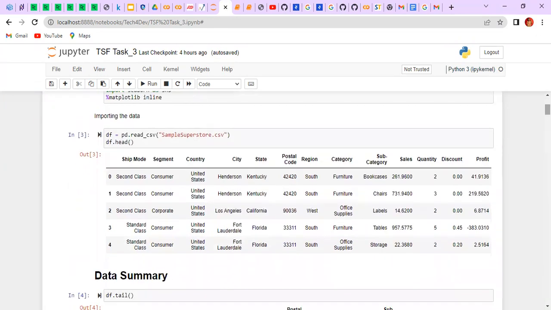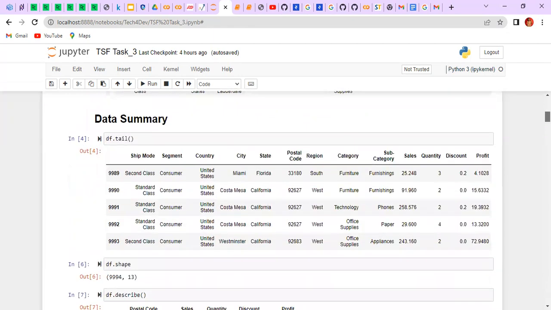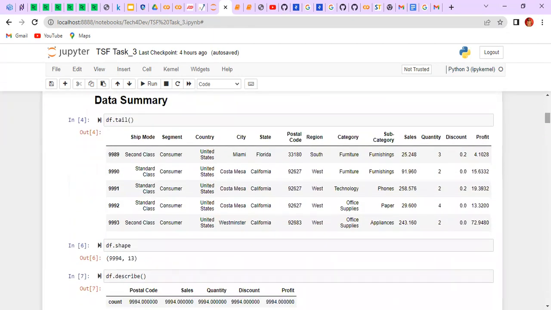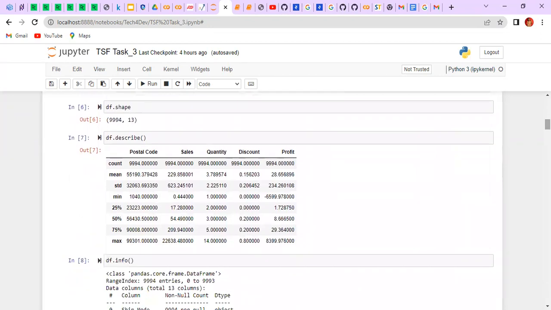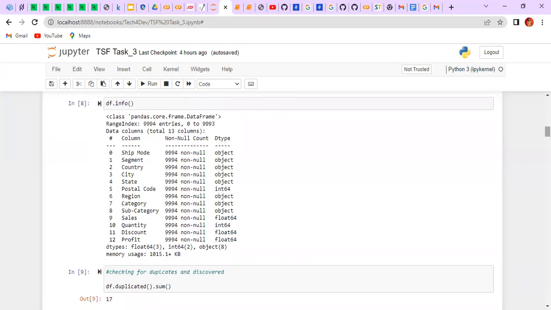I imported the data and then I called out the first 5 using head. In the data summary, I called out the tail just to give me the last 5. Then I did df.shape, which gives me the shape of the data set, which is 9,994 rows and 30 columns. I did describe, and I got the count, mean, standard deviation, min, 25%, 50%, 75%, and max for each of them. And then I did df.info. This is what I got.